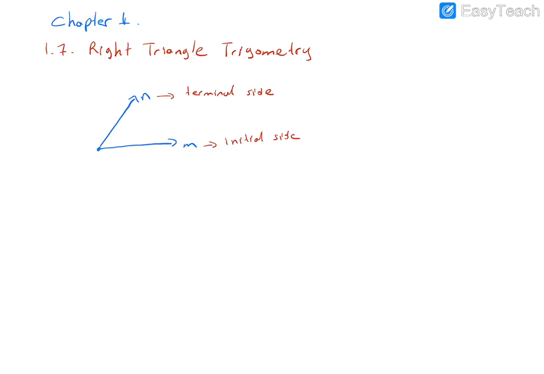The common endpoint P of M and N is called the vertex. So this is the vertex. So where is the angle? The angle is this part, the angle theta.